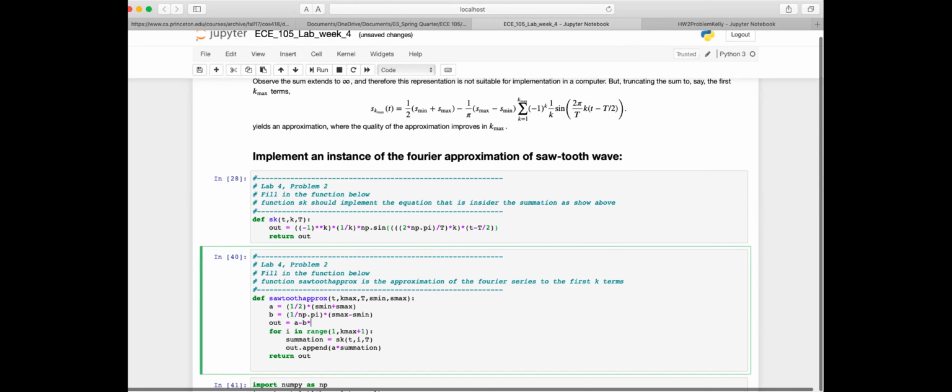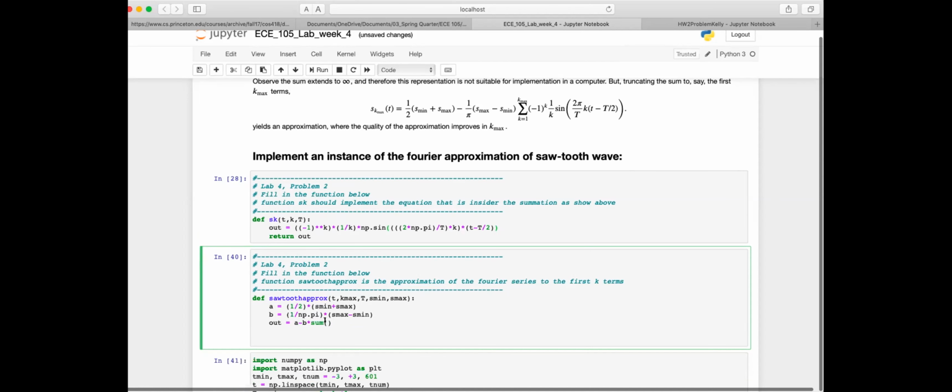A minus B times... what do we have? SK, or within square braces. You can write sum. So A minus B times sum, and the command sum, and within parentheses, get rid of the square braces. Inside the parentheses, write square braces. Now call SK with the input SK.